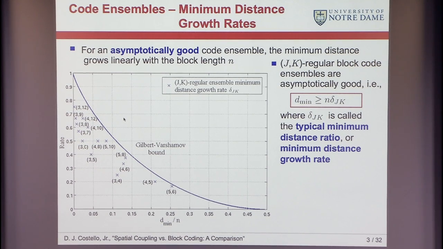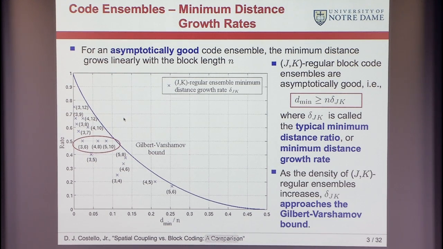The sparser the code is, the more penalty you pay in distance, and the more dense codes get closer and closer to optimum codes in terms of distance. Okay, and I guess I said that.